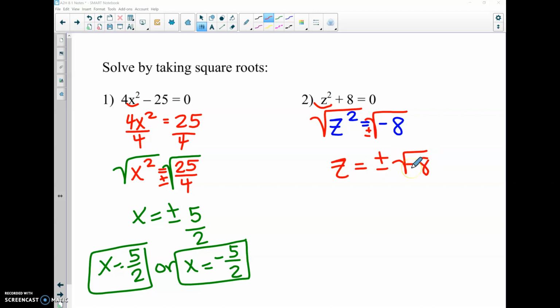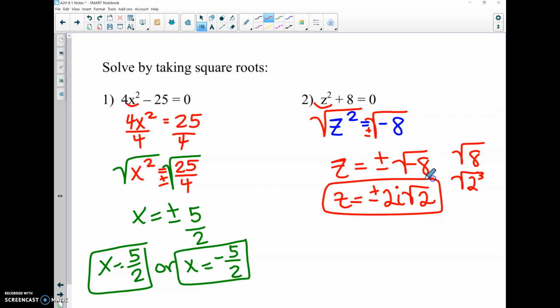The square root of a negative is i. We're going to take an i out. The square root of 8 is the square root of 2 cubed. So that turns into 2i root 2. And we need plus or minus. So this will be the final answer for z. You can keep that plus and minus together or separate it as 2i root 2 or negative 2i root 2.